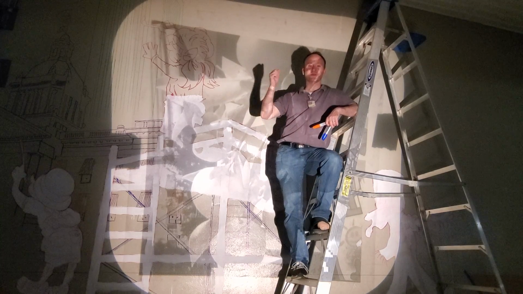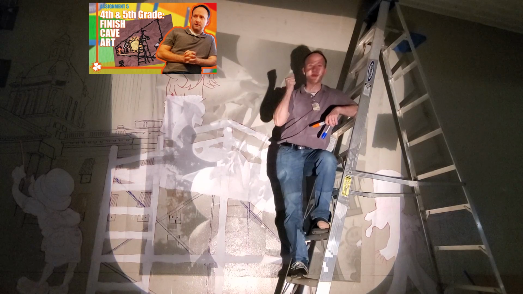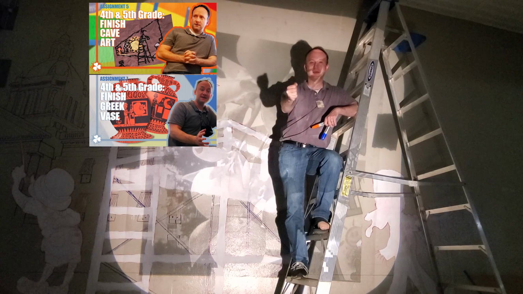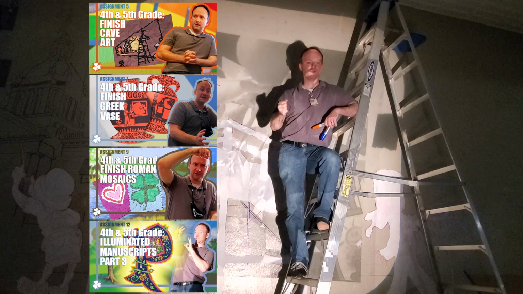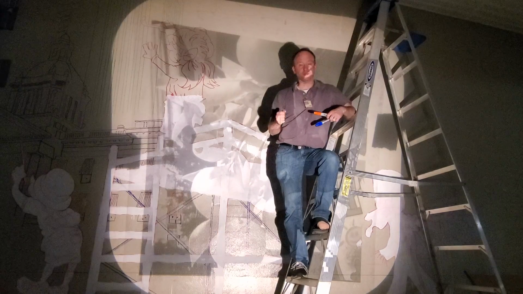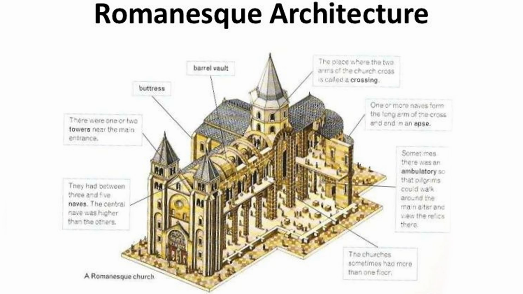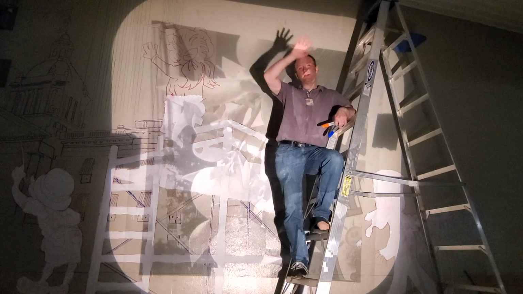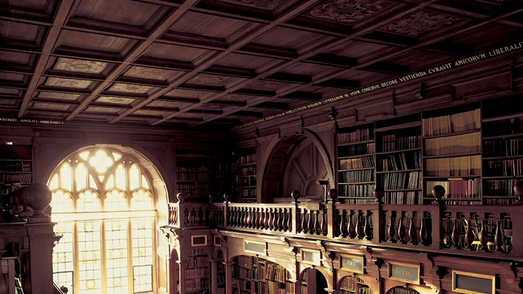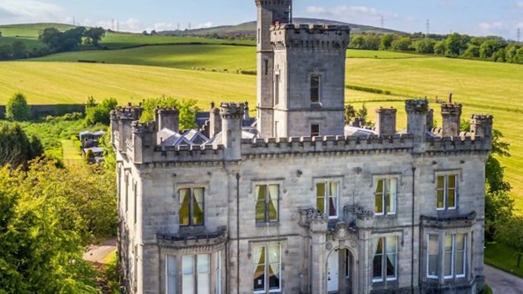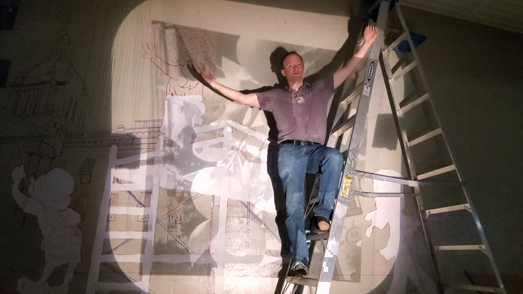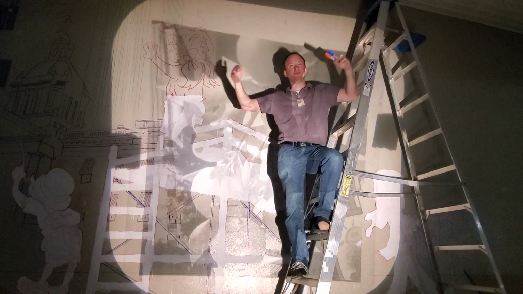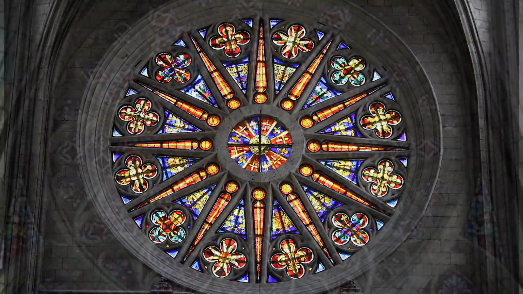Continuing our journey through art history, we've done caveman art, ancient Greek art, ancient Roman art, and now we are in the middle of the Middle Ages. One thing they were doing, and I guess this is called Romanesque architecture, in the Middle Ages they would build these gigantic libraries and castles and cathedrals that had gigantic, very, very ornate stained glass windows.